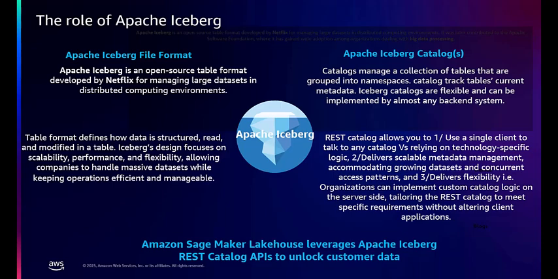We talked about Iceberg a lot, like the architecture of Iceberg and the features of Iceberg. So just to summarize, Apache Iceberg is an open source table format, or OTF, right? And it has the Iceberg catalog. A catalog is basically managing a collection of tables that are grouped in namespaces, right? And we saw how Iceberg efficiently works with your metadata files, manifest files, and manifest lists. Again, a table format defines how the structure is defined, read, or modified in a table. Iceberg design focuses on scalability, performance, and flexibility.